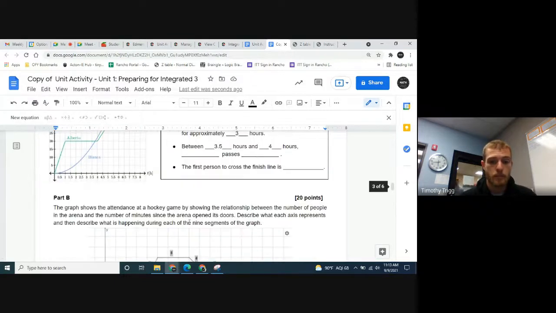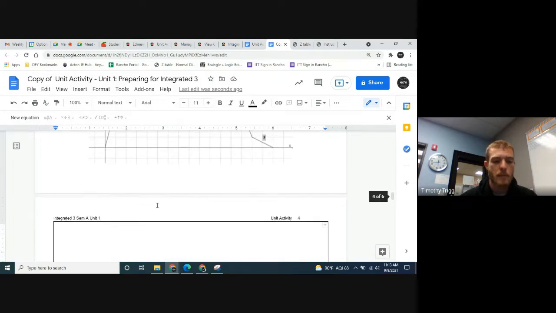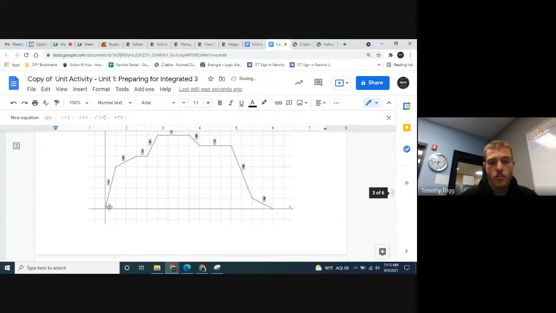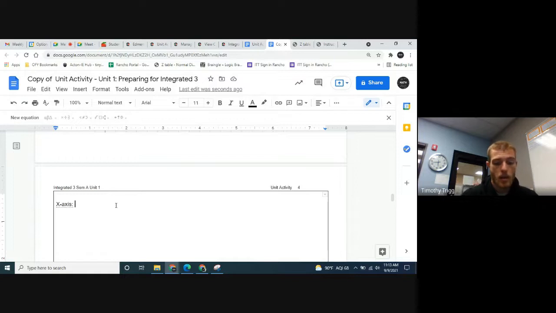So for each axis, let's first talk about each axis. So the x-axis represents how many people, or sorry, how much time has passed. So the amount of time represents the amount of time since the arena opened its doors.